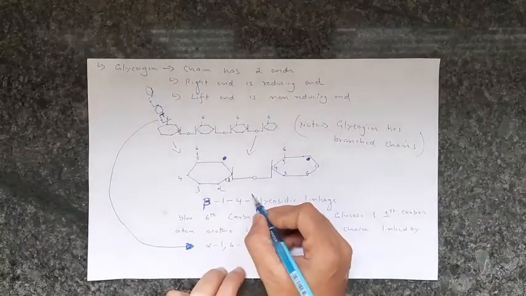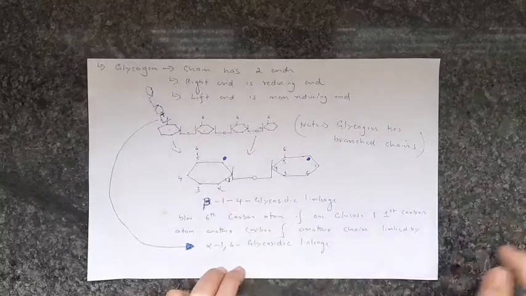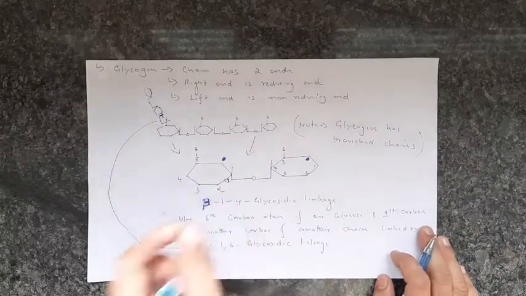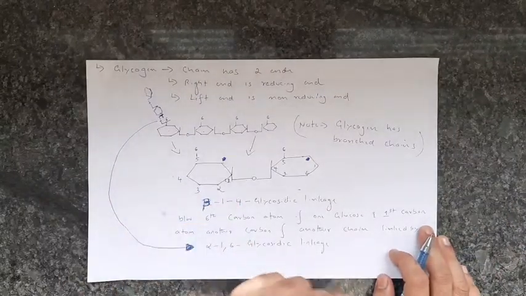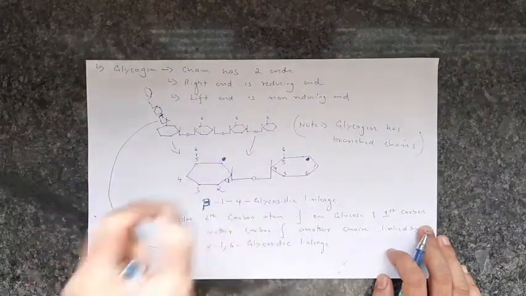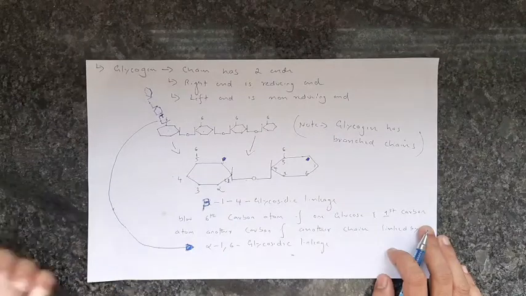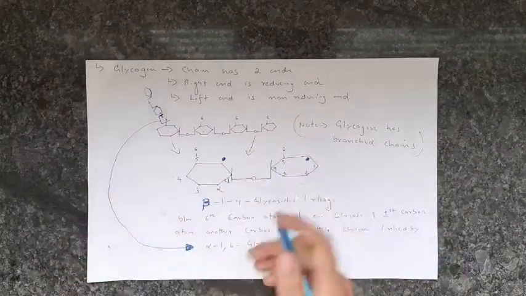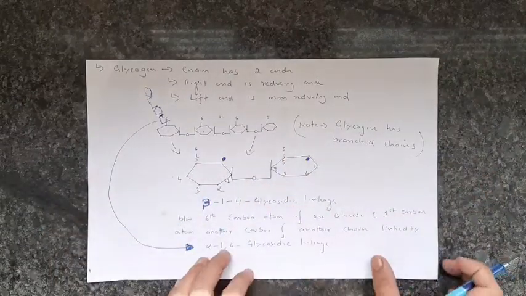I made a mistake. I was saying N-glycosidic. N cannot be seen here because it's purely carbohydrate. N can be seen if there is a purine or pyrimidine which is attached to the ribose sugar. That is N, nitrogen. So here nitrogen is absent, sorry for that. So it is only glycosidic linkage. Okay.